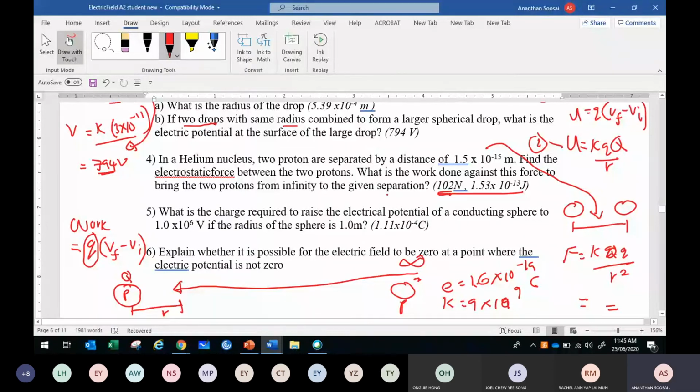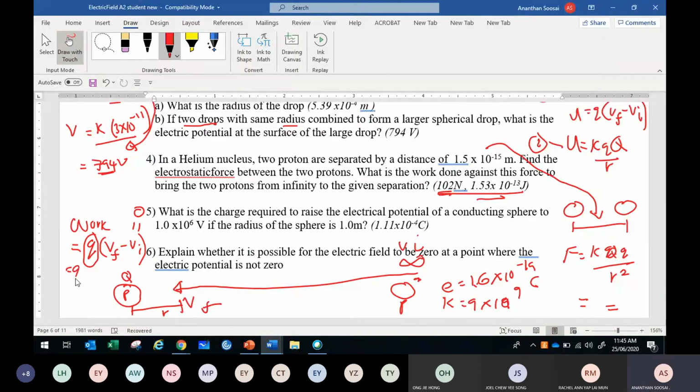Okay, so do you get this answer? 1.53 times 10 to the power negative 13, sorry. What is your final potential? Is final potential 0 or initial potential 0? Anyone? Which potential is 0? Because it's moving from infinity to that point, here is the final potential. Initial potential is at infinity. So which potential is 0? Initial potential must be 0, right?